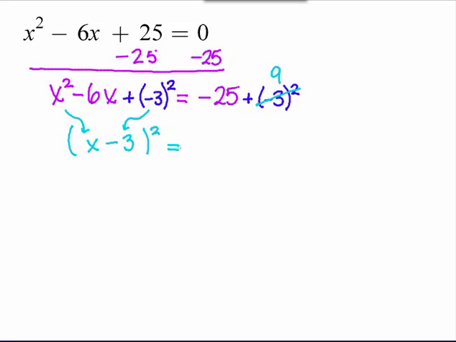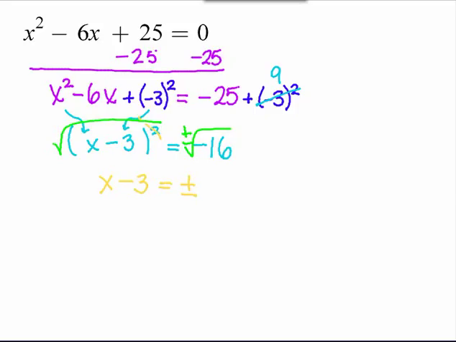On the right side, since we've already changed that to a 9, what do we get? Negative 16. Now this one isn't like the other one. What do you do now? Square root. So on the left, you're left with x minus 3. On the right, plus or minus?